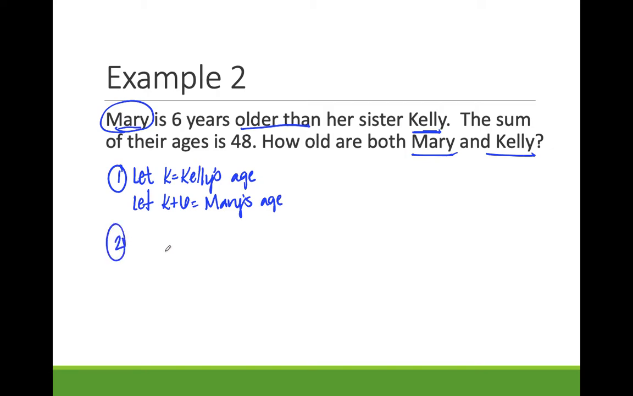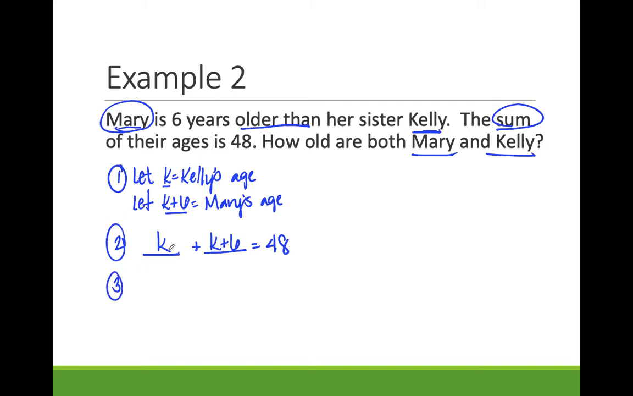So for our equation, it says the sum of their ages is 48. So that means we have Kelly's age plus Mary's age equals 48. What we can fill in on those blanks are the two variable expressions that we wrote above. So K is Kelly, K plus 6 is Mary. We have to make sure we include both of them. Kelly by herself is K, and Mary is Kelly's age plus 6.